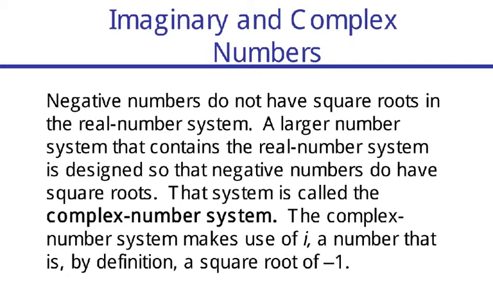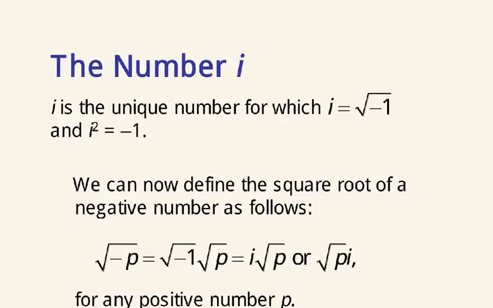And that number system makes use of another number that we're introducing. And that number is represented by the letter i. And by definition, it's the square root of -1. So i is the unique number that is the square root of -1. And i squared is -1.